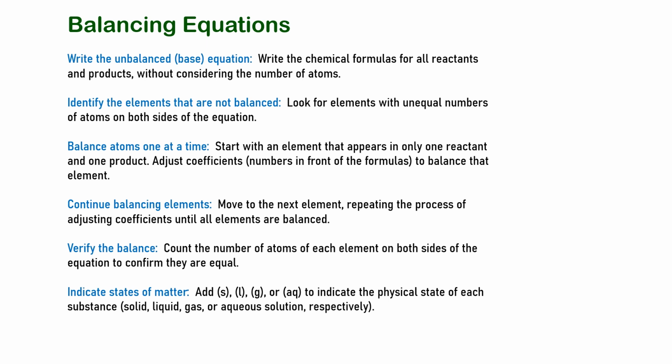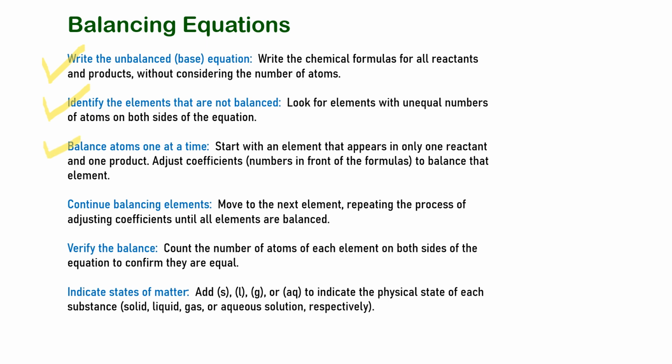So the steps to writing a balanced equation are, first of all, write the unbalanced equation or the base equation. That is, write the chemical formulas for all the reactants and products without considering the number for each. Secondly, identify the elements that are not balanced. Look for elements with unequal numbers of atoms on both sides of the equation. This might require some calculation, but not necessarily.